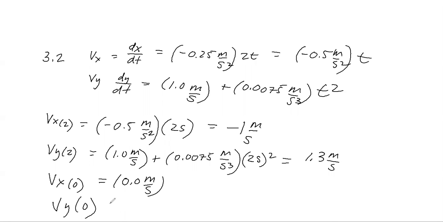But no, I'm back to finding the y component of velocity at t equals 0. So the y component at t equals 0 is going to be 1 meter per second, right? Yeah, 1 meter per second. All right. Now I need to find the average acceleration during that interval. So let me get myself some space here.